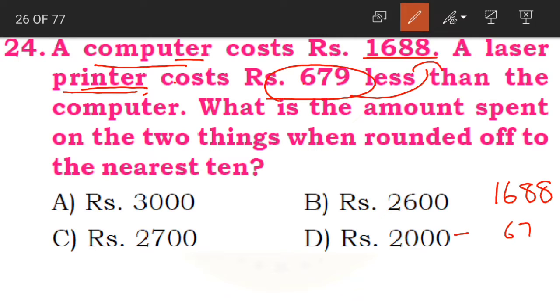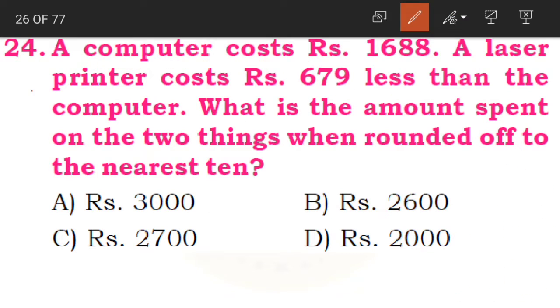1688 minus 679, right? So we are subtracting. Now 8 minus 9 not possible, so we'll borrow. 8 becomes 18, 8 becomes 7 here. 18 minus 9, 9. 7 minus 7, 0. 6 minus 6, 0, and 1. 1009. What is this, children?